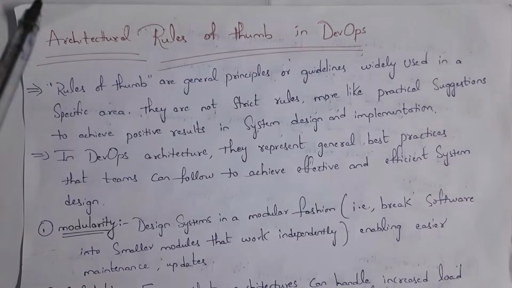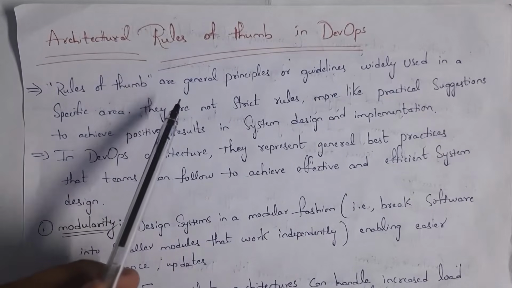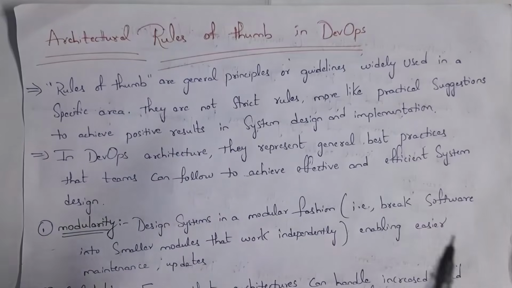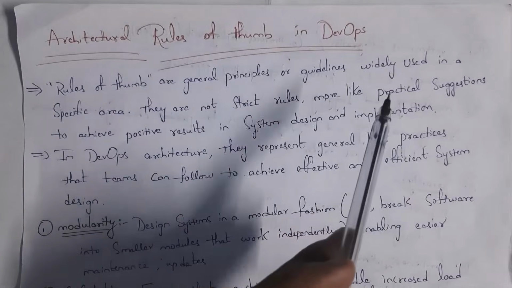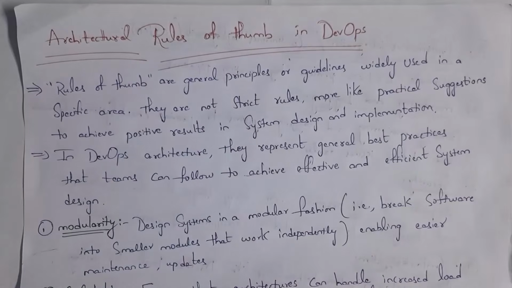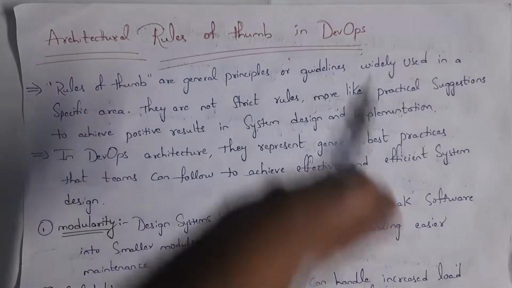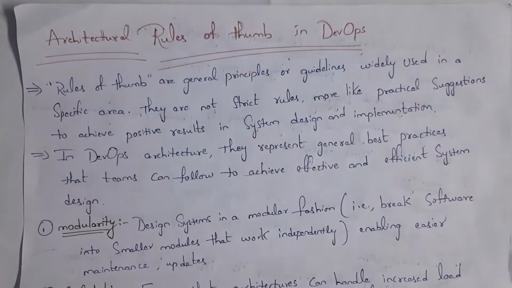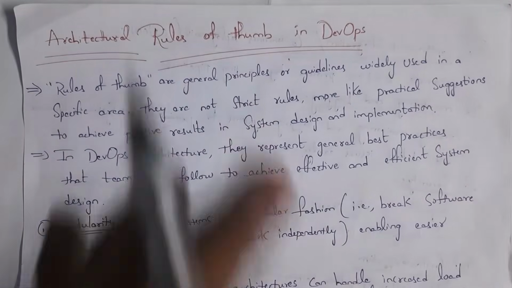Next, I will explain architectural rules of thumb in DevOps. Guys, rules of thumb are generally principles or guidelines widely used in a specific area. They are not strict rules, more like practical suggestions to achieve positive results in system design and implementation. If you want to achieve positive results in system design and implementation, then you need to follow these principles. I will explain all these principles in detail. These rules are just suggestions. So in DevOps architecture, if you want to do good system design, then you need to follow these principles.